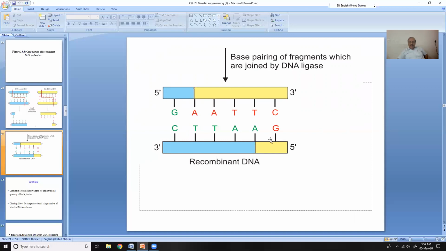AATTC and GAATTC. So it is becoming a recombinant DNA. Base joining of fragments, which are joined by DNA ligase, and we are getting a recombinant DNA in which you are getting two fragments, one of the human genome and the other from the bacteria E. coli.